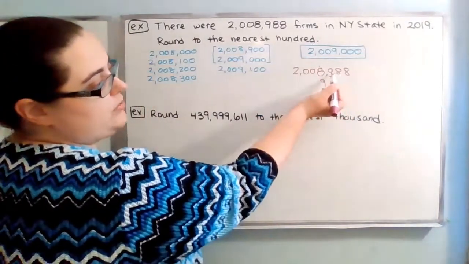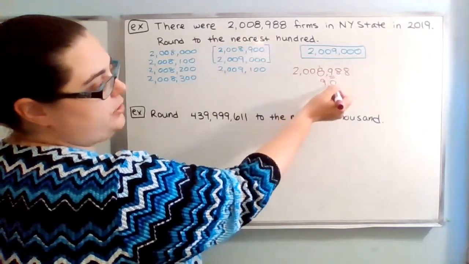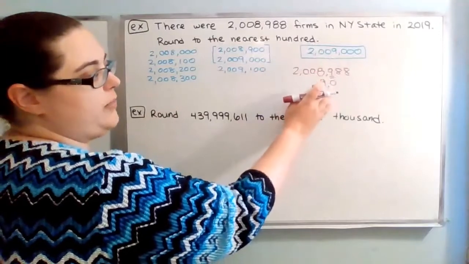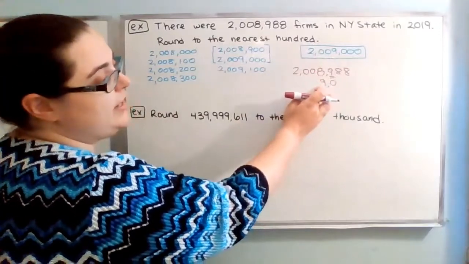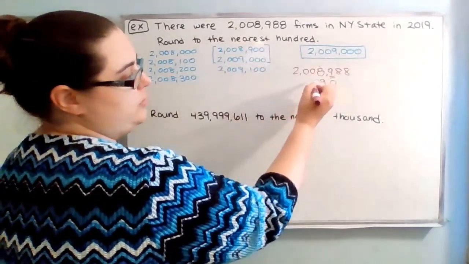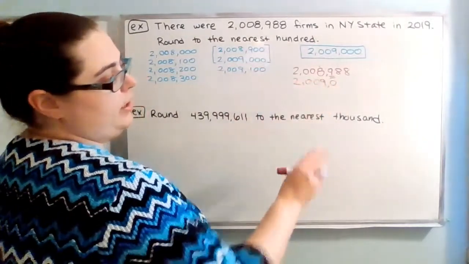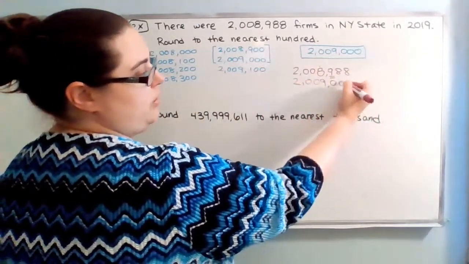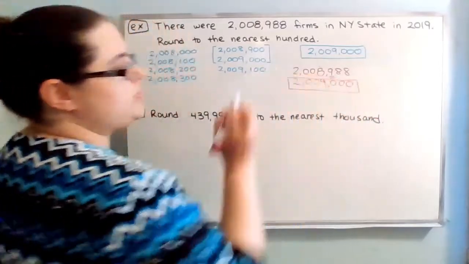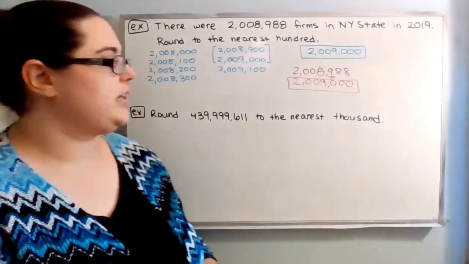When this 9 rounds up, it becomes a 0, and then I have to move to the next place over and make that one go up. Then the rest of the rounding rules are the same. So I'm going to keep everything to the left, and everything to the right became a 0. So look at that. We end up with the same answer when we use the rounding process, 2,009,000.